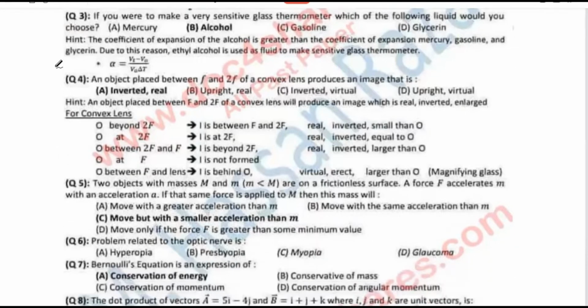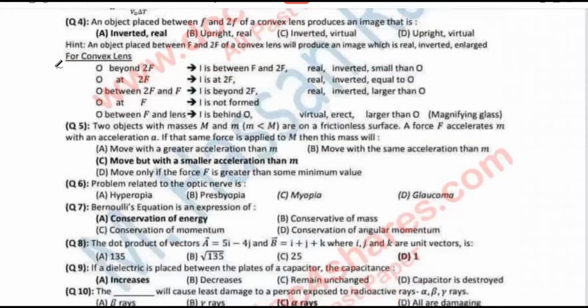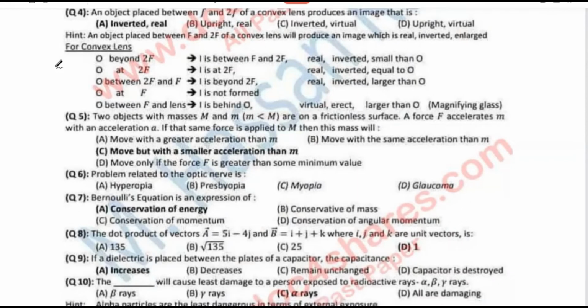The next MCQ is question number 5. Two objects with masses capital M and small m, where small m is less than capital M, are on frictionless surfaces. A force F accelerates m with an acceleration a. If the same force is applied to capital M, then this mass will move with a greater acceleration than small m, move with the same acceleration as m, and answer C is that it moves but with a smaller acceleration than small m.